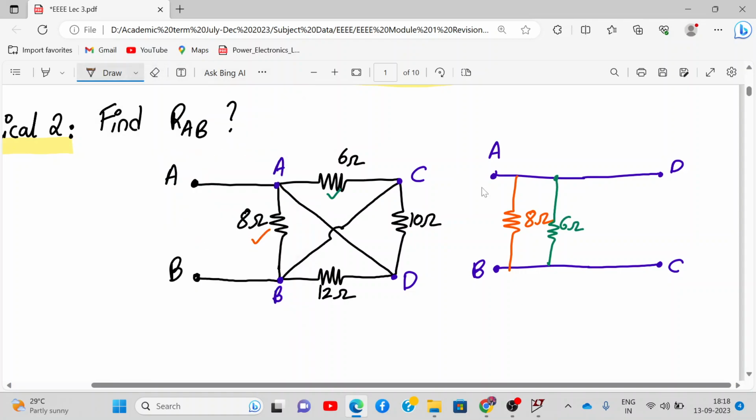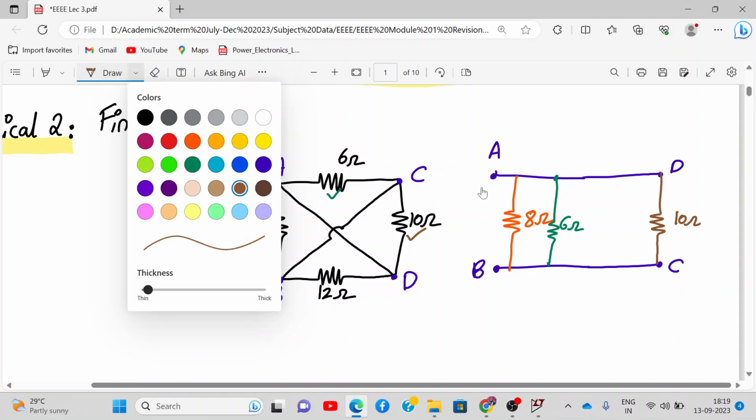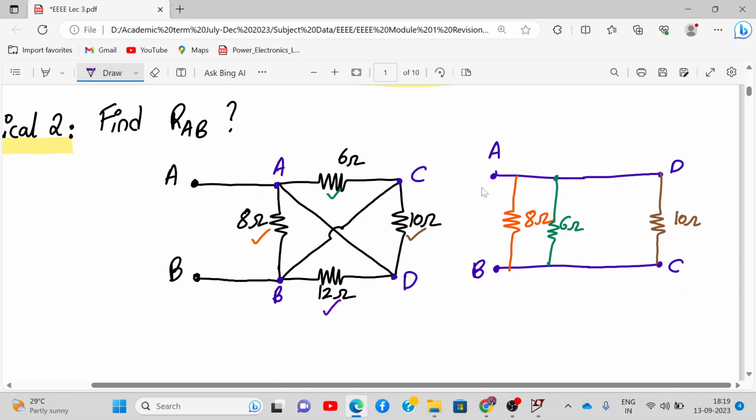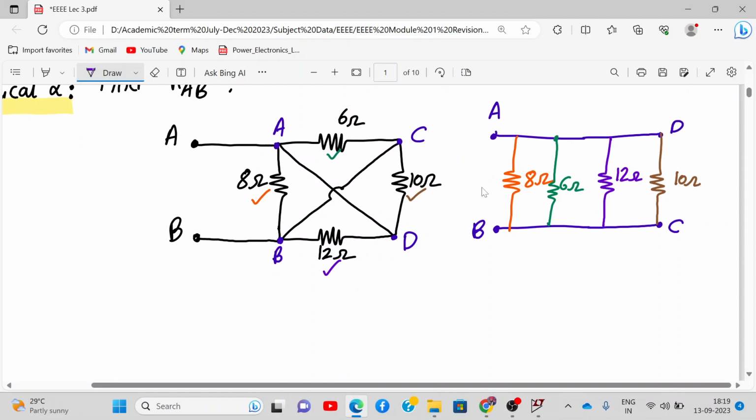Then next I'll connect the 10 ohm resistance between C and D. And then we have a 12 ohm resistance. This is 12 ohm connected between B and D. So this is B and this is D. Alright, so what do you see? All the resistances are connected in parallel.